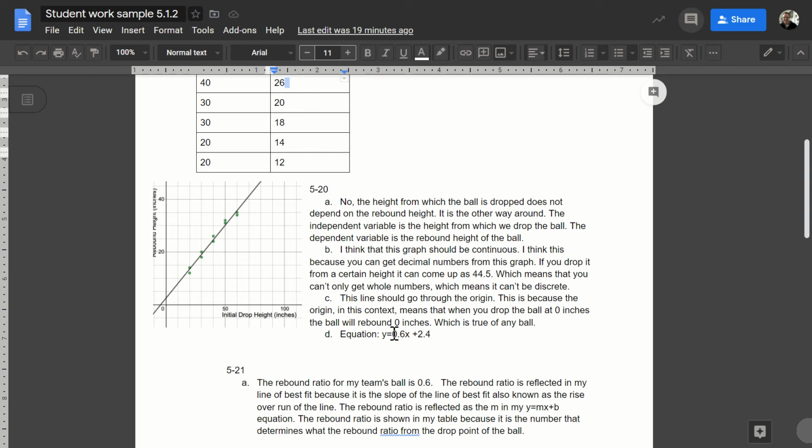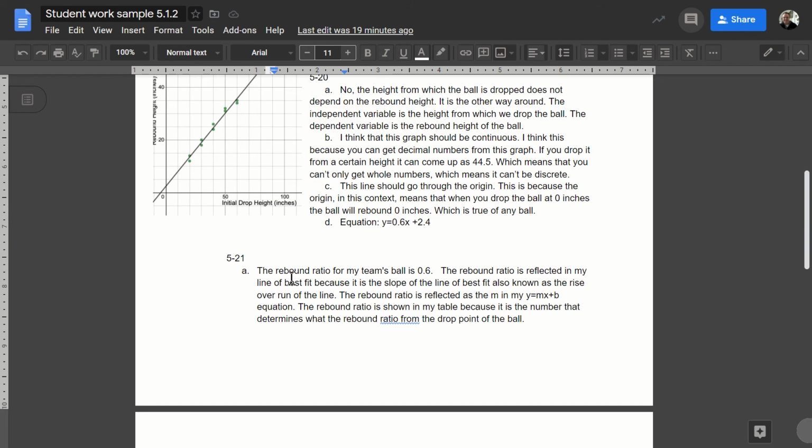The y-intercept is a little bit problematic if we think about it, because if we had an initial drop height of 0, it's not going to rebound to 2.4 inches. It's not my experience that when I set one of these on the counter, they just automatically jump up 2.4 inches. But I understand why we have that. It was something about the way the data was. So this is a great response for A.